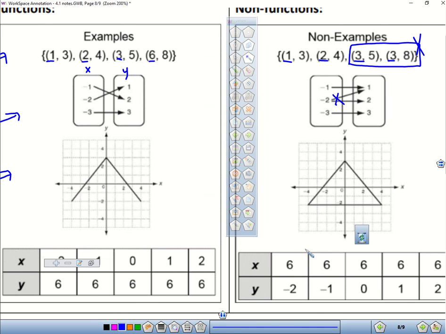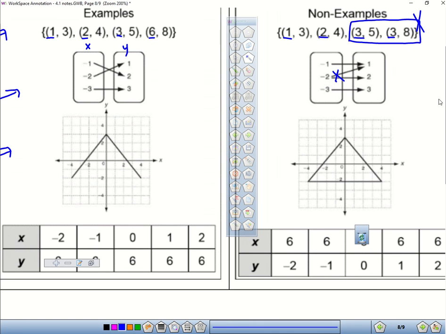You were talking about earlier, I will show you an example like that. Like if it would both be like 3, 8. There are definitely times where if this were 3, 8 and 3, 8, this would still be a function. It's just if they have different y values.